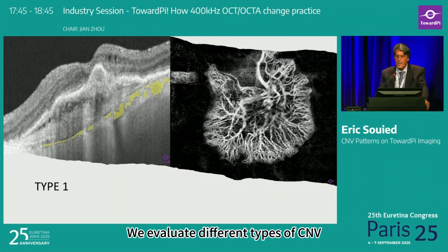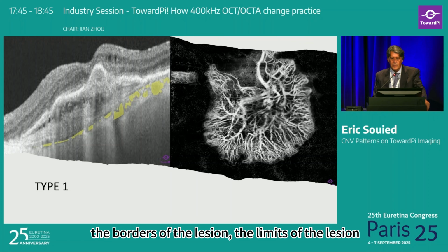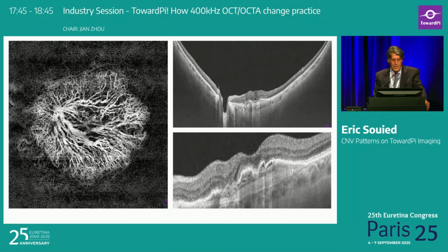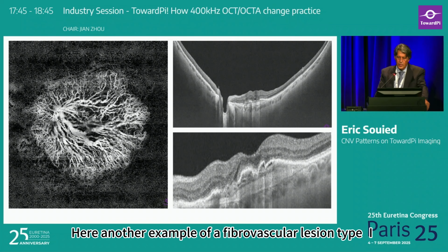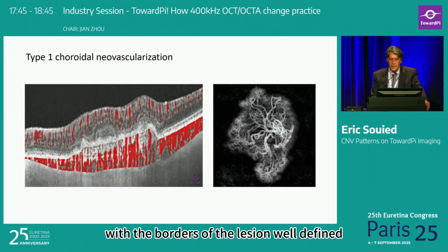We evaluated different types of CNV, and we can show very precisely the borders of the lesion, the limits of the lesion, and the flow in each patient. So I will show you consecutive cases. Here is another example of a fibrovascular lesion, type 1. One more type 1 CNV with the borders of the lesion well defined.